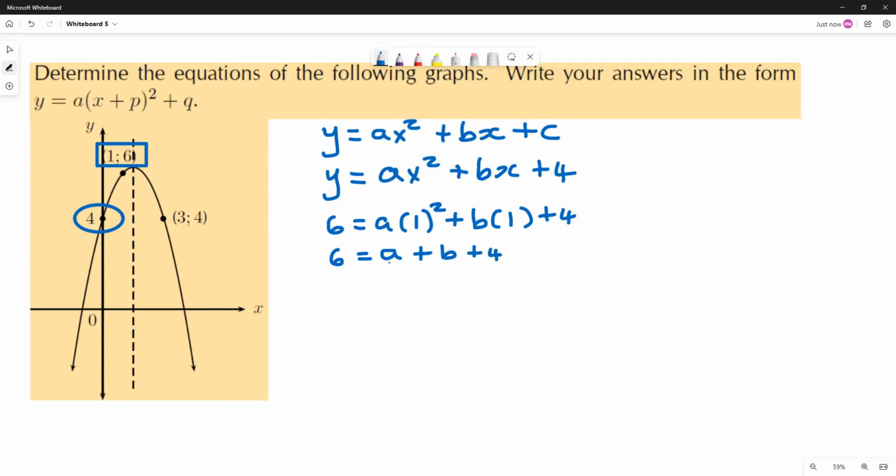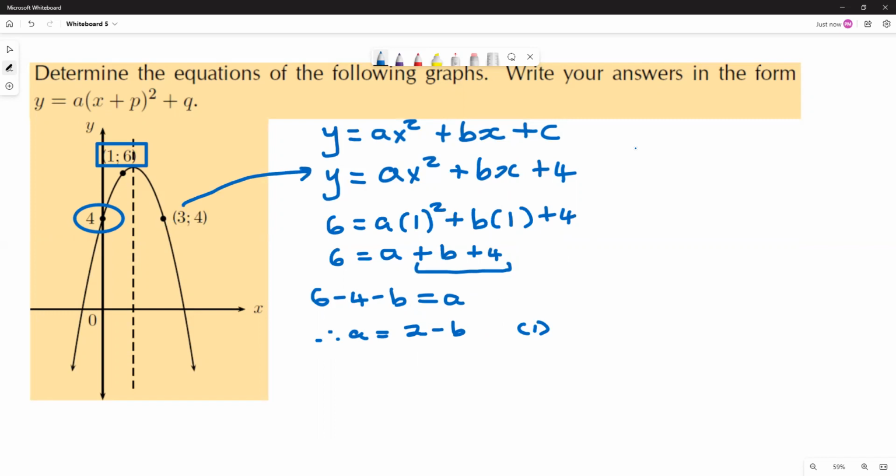So I want to make a the subject of the formula. I'm going to move the 4 to the other side. So I have 6 minus 4 minus b equals a. Therefore, a equals 2 minus b. And that will be my equation 1. Perfect. Now I need to do the same with this other point. Substitute it there as well.